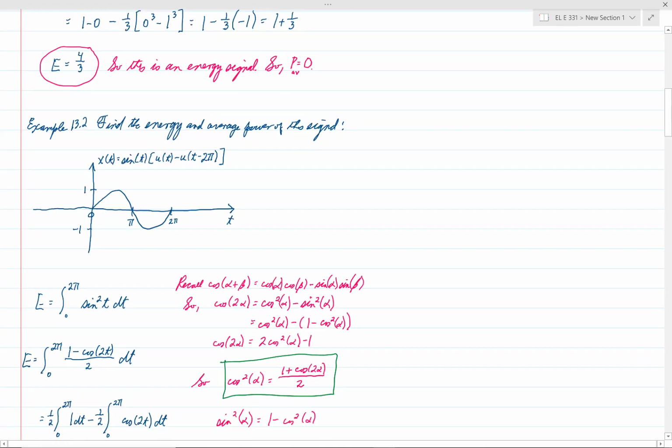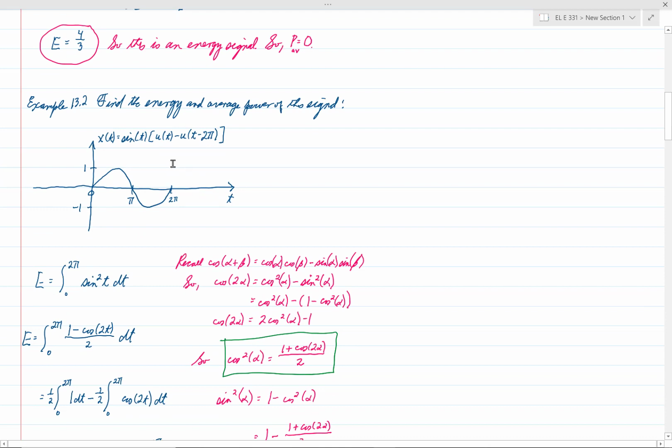And so now we go to example 13.2. Find the energy and average power of this signal. And it says x of t is equal to sine t times the quantity u of t minus u of (t minus 2 pi). So what that means then is that for t less than 0, this is equal to 0, and for t greater than 2 pi, it's equal to 0. But between 0 and 2 pi, we have this sine function, sine t.